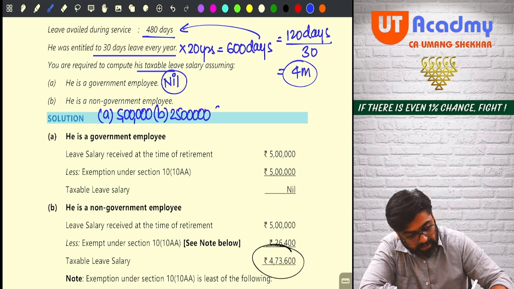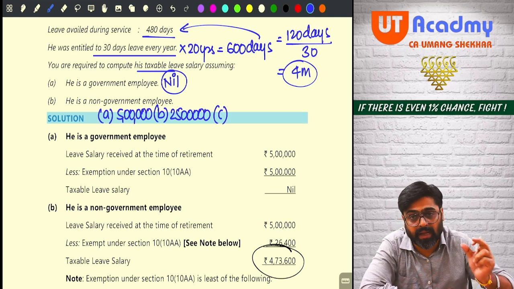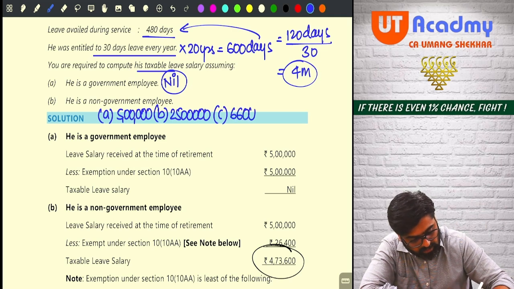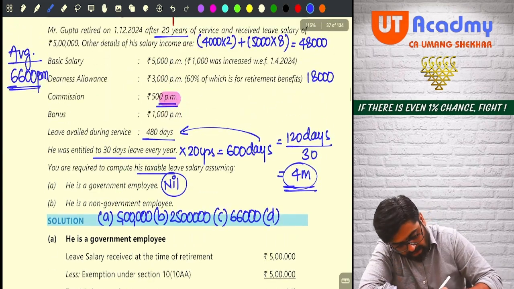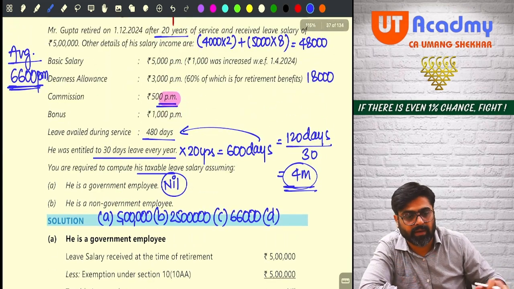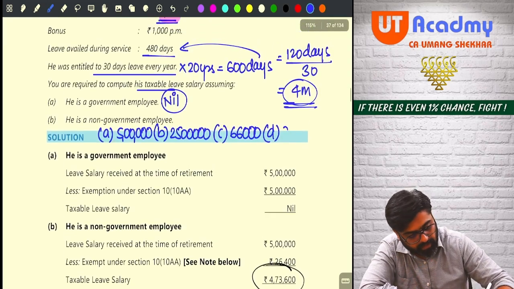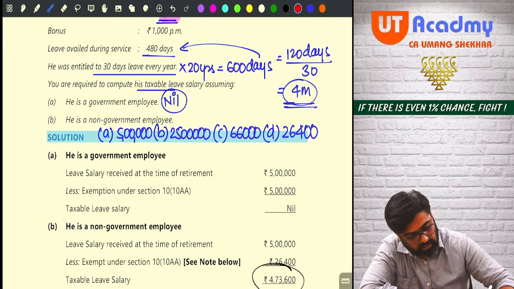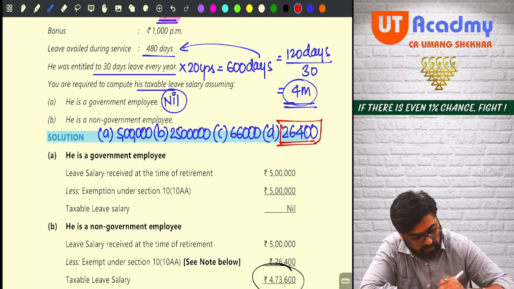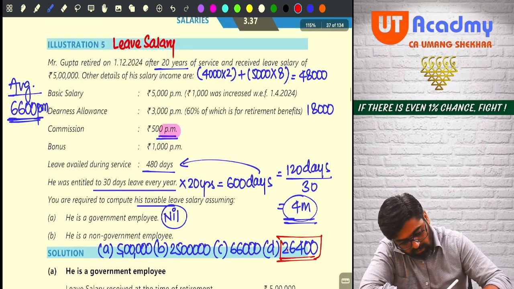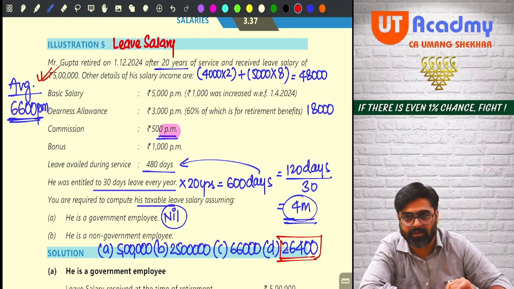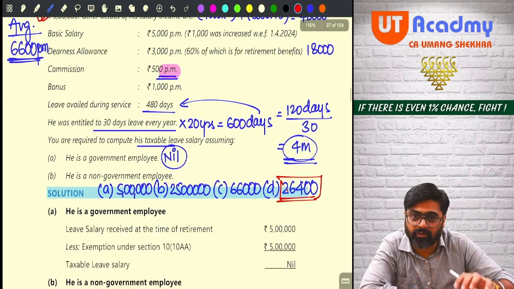Now C, I will take 10 months salary. 10 months salary meaning 10 months into average salary, that will be 66,000. And limit D will be leave credit multiplied by average salary. Come on, tell me, 26,400. Are you getting 26,400? Everyone. Now, which is the lowest one? 26,400 is lowest. And out of 5 lakhs, if you are a non-government employee getting 5 lakhs, your exemption is not full exemption. For you, exemption is only 26,400.